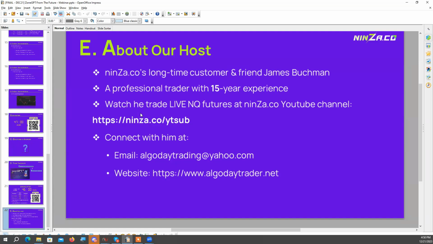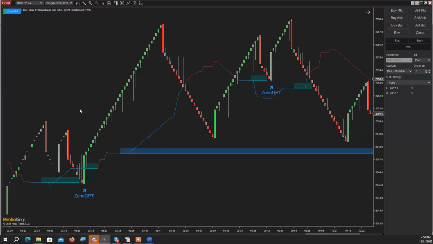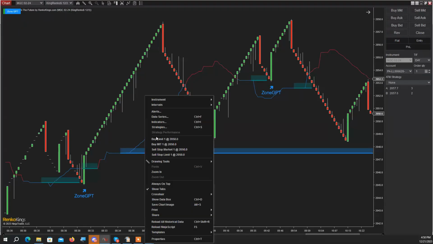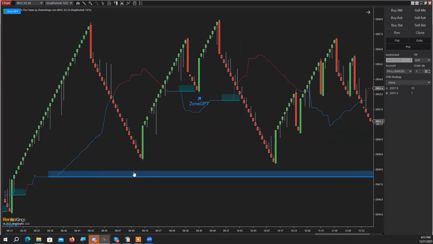Now, what do I mean by signals don't repaint? That is a great question. There are some indicators that when you refresh the chart, all of a sudden the so-called losing signals disappear, and all you have are winning signals. That is after the fact. That is cheating, okay? That is repainting.